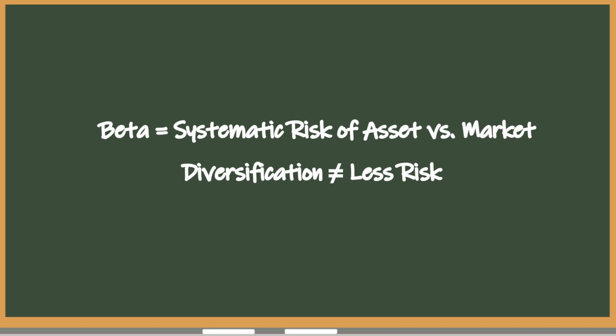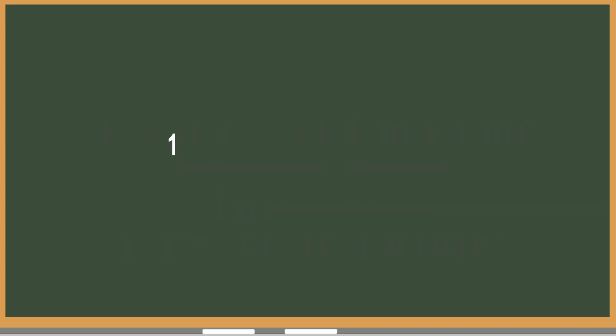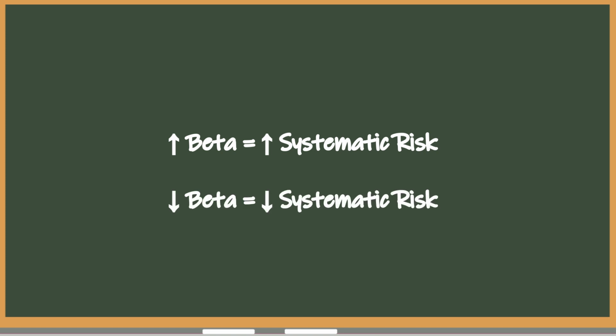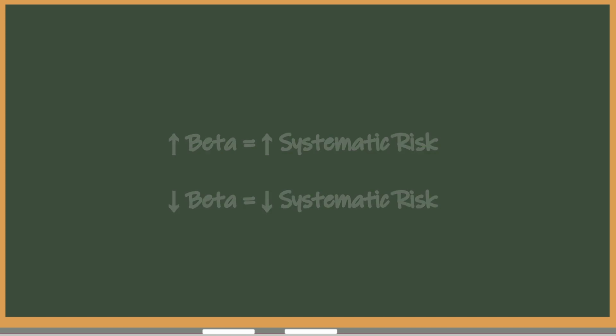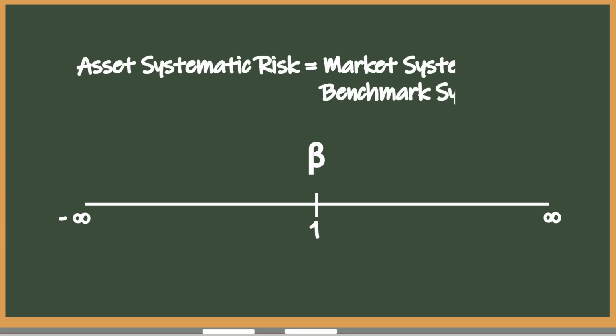This risk is inherent in the market itself and is caused by macroeconomic factors such as inflation, interest rates, and political instability. An asset with a high beta is more exposed to systematic risk, while an asset with low beta is less exposed. So what does this mean? Think of beta as a number existing around the number 1. A beta of 1 means that the asset in question has the same systematic risk as the greater market or benchmark you are measuring against.